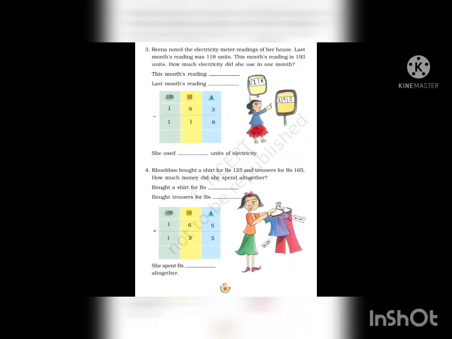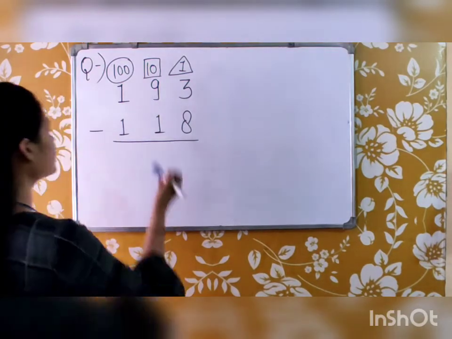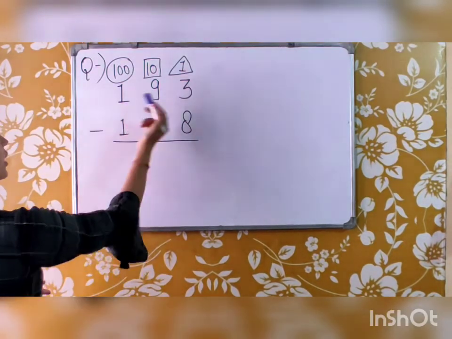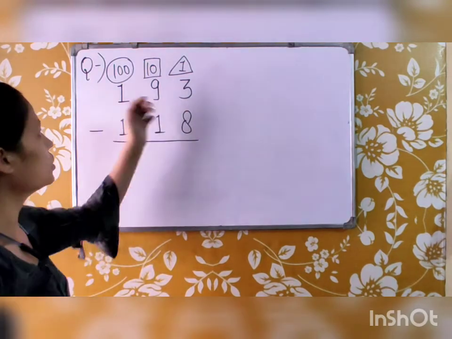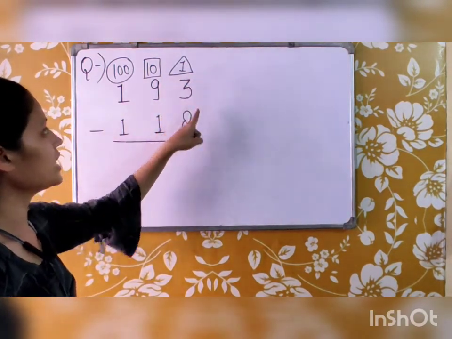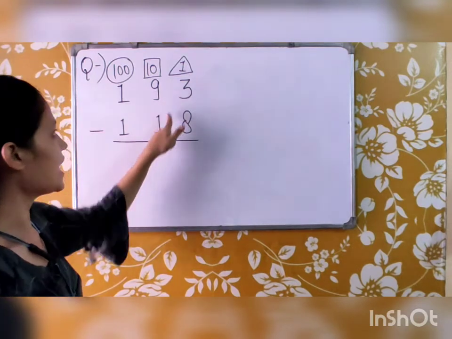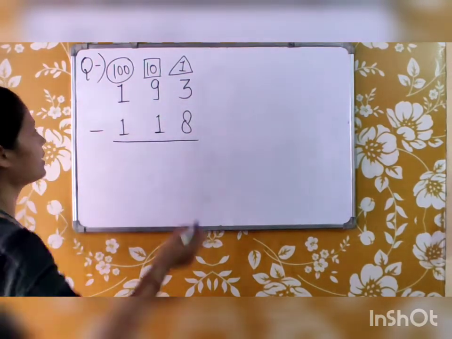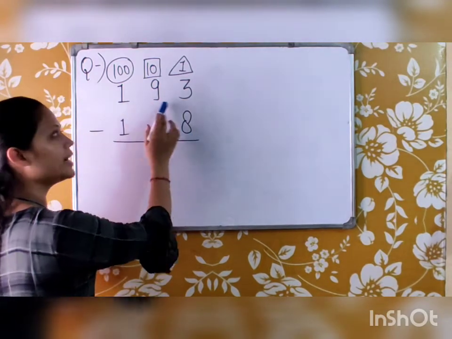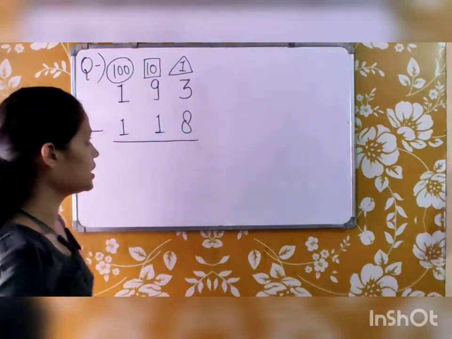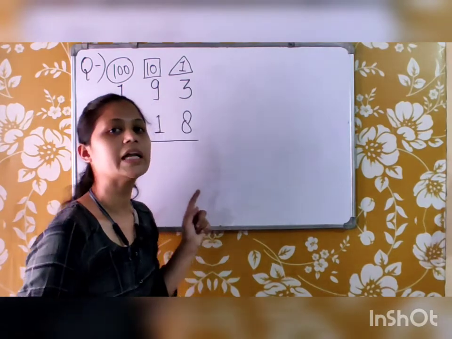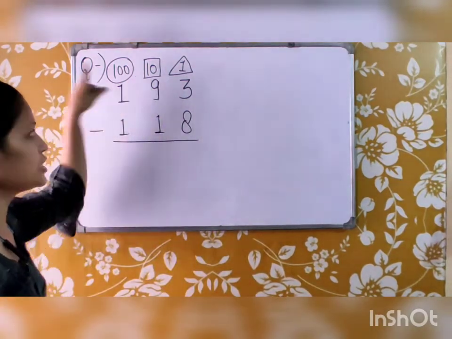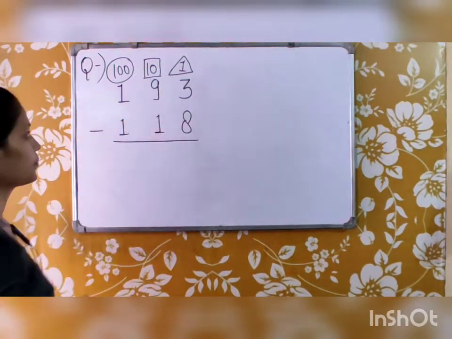Let's see this question. Now we have to subtract 118 from 193. In ones place 3 and 8 are written, in tens place 9 and 1 are written, and in hundreds place 1 and 1 are written. So we have to subtract 118 from 193. We will directly subtract this, we will not use the place value.